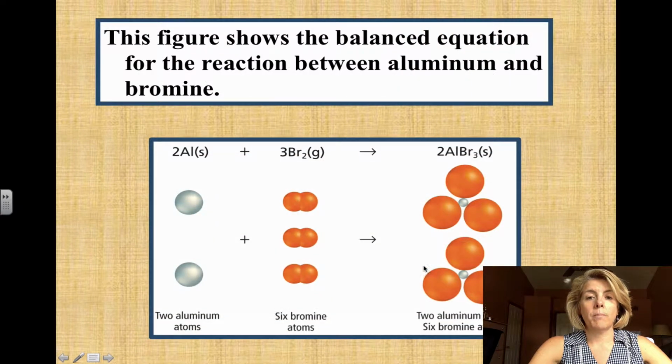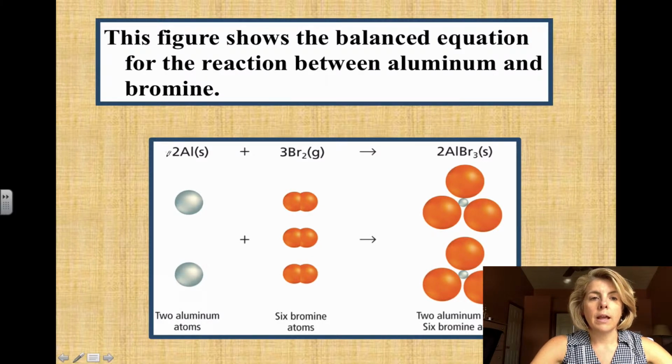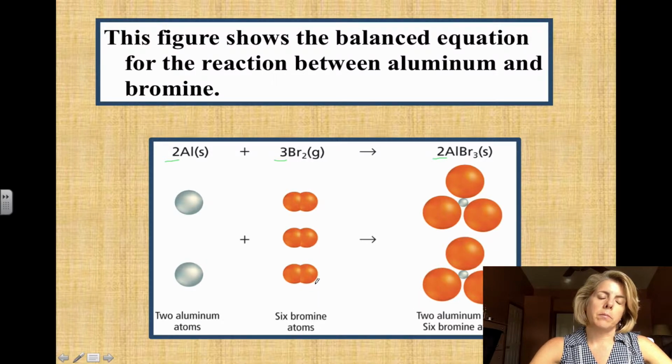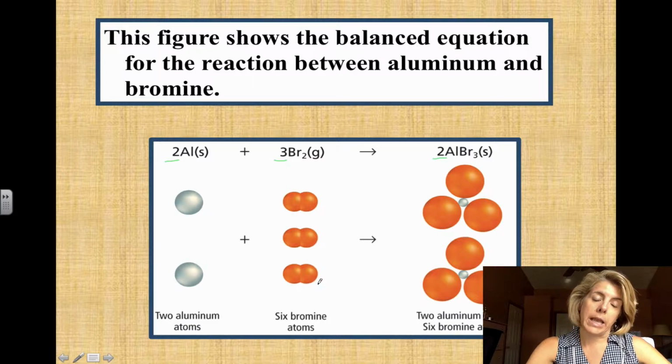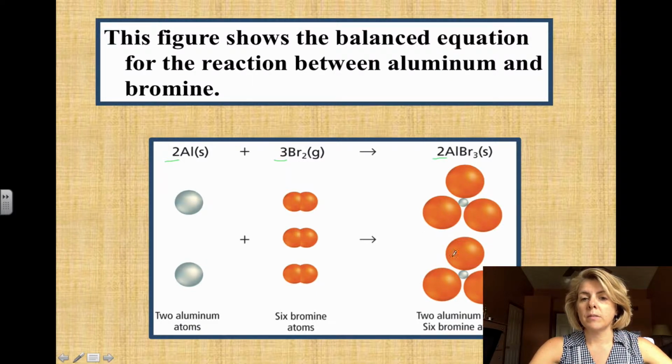So we need to show a balanced equation, and the way we do that is we put what we call coefficients, and they are right in front of the element or compound symbols. So in order to make sure that the mass balances, notice we have 2 aluminum atoms in the reactant side, we have 2 aluminum atoms in the product side. Here we have 3 sets of bromine molecules, or 6 bromine atoms. Here we end up with 6 bromine atoms, 3 in each product. So you have to have a balanced equation in order to have a true chemical reaction.